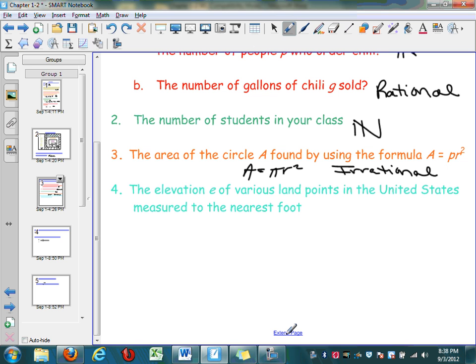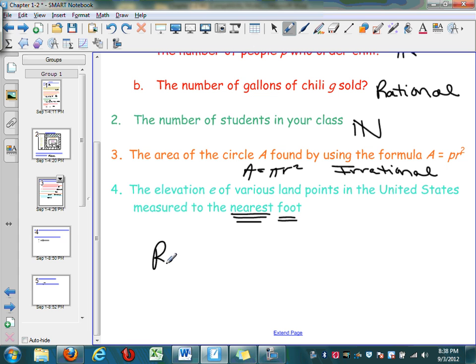Well, the elevation E of various land points in the United States, measured to the nearest foot. Well, if I'm measuring to the nearest foot, I'm either 5 foot or I'm 6 foot. I'm either 3 foot or I'm 2 foot, right? So with that said, can I have a fraction of a foot? If it's measuring it to the nearest foot, what number system does that have to be in?